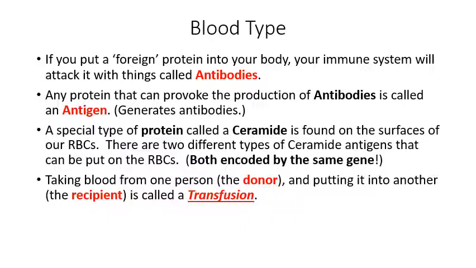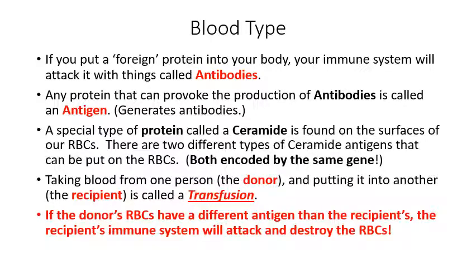But if you take blood from one person who's called a donor and you put it into another person who's called a recipient, that's called a transfusion. If the donor's red blood cells have a different ceramide on the surface than the recipient's, the recipient's immune system will attack and destroy their red blood cells.